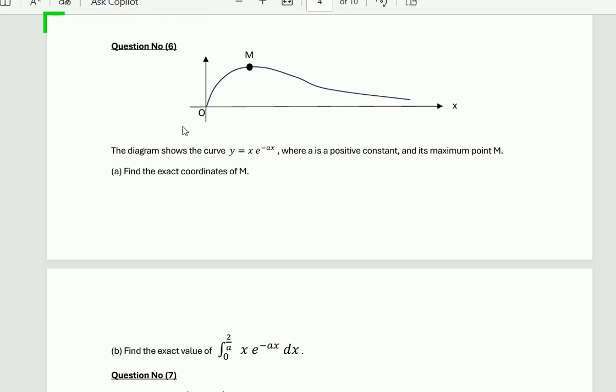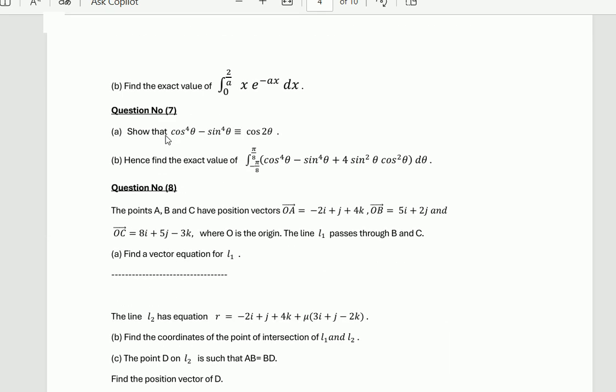For question number 6, the diagram shows the curve y equal to x e raised to minus ax, where a is a positive constant and its maximum point is M. Find the exact coordinates of M. For part B, find the exact value of the integration from 0 to 2 over a of x e raised to minus ax dx.